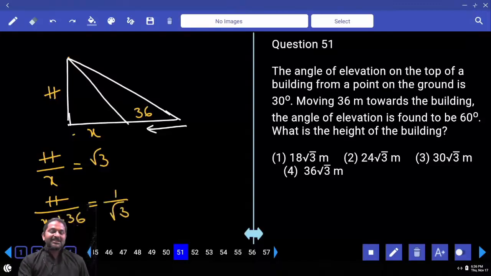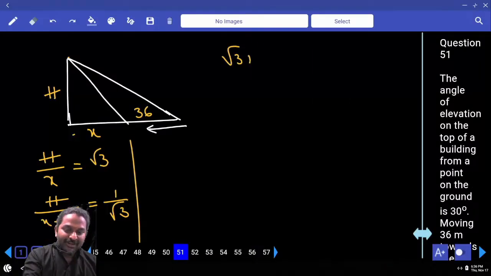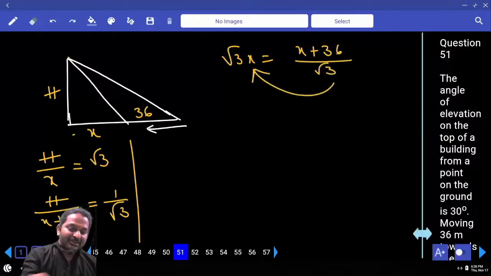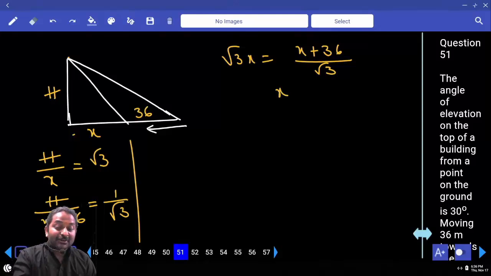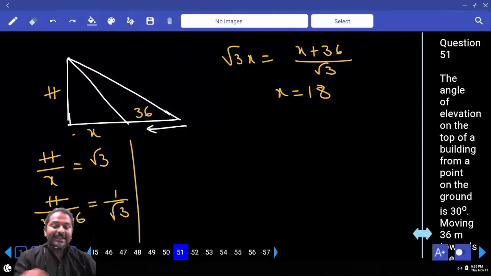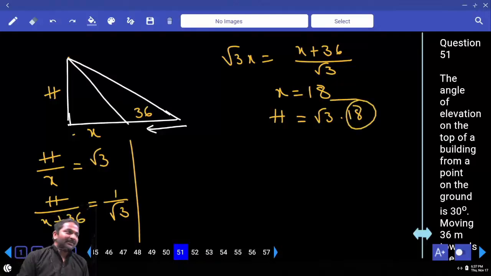In both cases, the height is the same, right? From the first equation, height is equal to root 3 x. From the other equation, height is x plus 36 by root 3. Root 3 goes to this side: 3x is equal to x plus 36. So 2x is equal to 36, x is equal to 18. We were not asked to calculate the shadow; we were asked to calculate the height. Height of the building, h is equal to root 3 into x, root 3 into 18, or you can say 18 root 3.